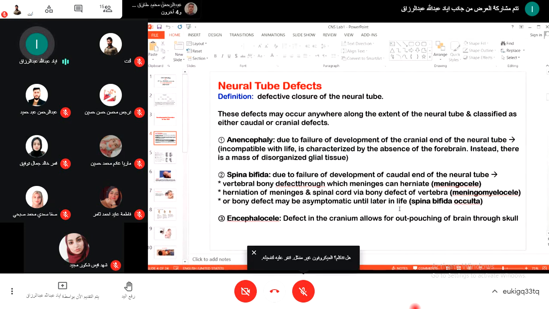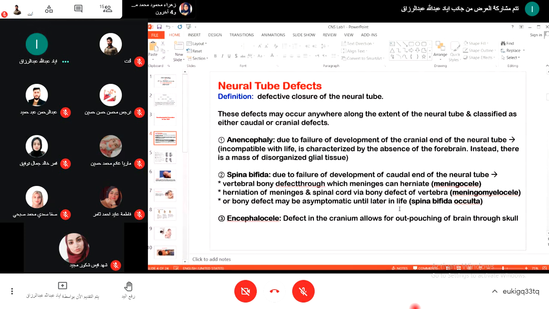Neural tube defects are a group of disorders characterized by defective closure of the neural tube, from which the brain and the spinal cord develop. The defect may occur at one or different levels, so it can be a single lesion or multiple lesions, as we will see in the coming slides.